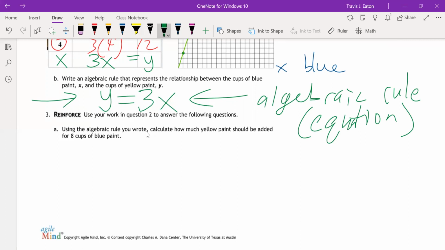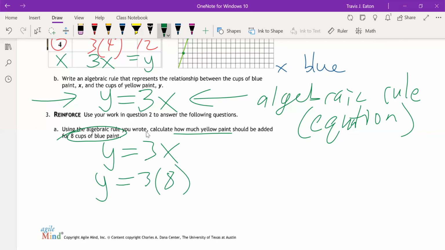Okay, so let's do this. Since it's an algebraic rule, let's do it algebraically. Let's write the equation first. Y equals 3x. We want to know how much yellow if we're using 8 cups of blue. So we can replace the x in this equation with 8 because x represents the number of cups of blue paint.